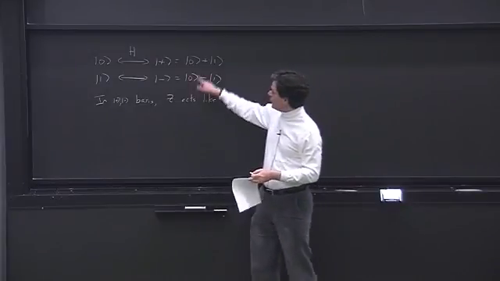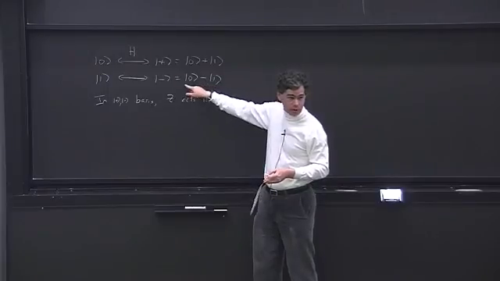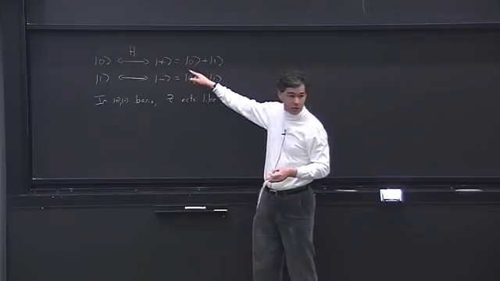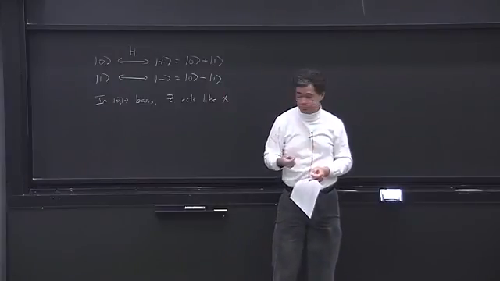Right? Because a Z on the plus state gives us 0 minus 1. So it gives us minus. And a Z on the minus state gives us plus. So it flips us between those two possibilities.